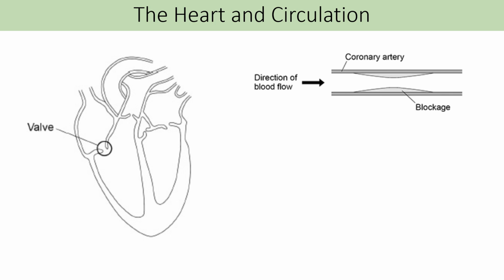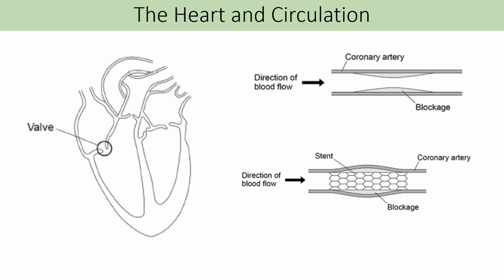Now, we can actually fix this. We could use drugs, or we could use a surgical procedure. So here's an example of a surgical procedure called a stent. And this is something that gets put inside of the coronary artery to try and ensure that the blockage isn't going to affect our passage and direction of our blood flow.